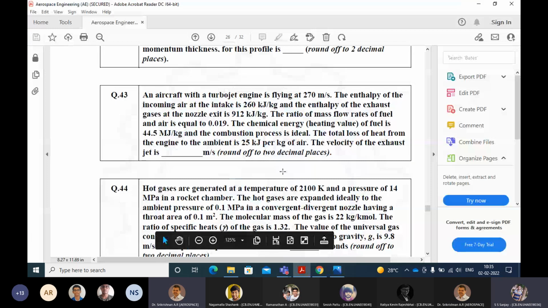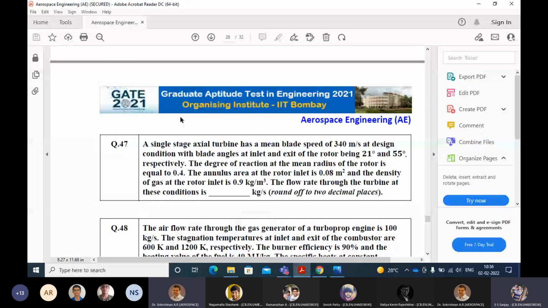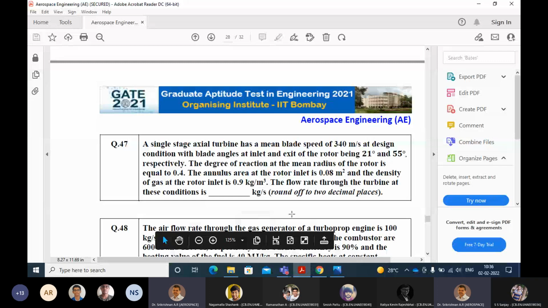Sir, then I had a doubt in a question from turbine. So they had asked this question number 47, sir. Sir, so they have given the inlet and exit rotor blade angles to be 21 and 55. They've given the degree of reaction, the annulus area and density. They're asking the mass flow rate through the turbine. So, mass flow rate is rho into area into the velocity, rho VA. Area you take as the normal projected area, which is from the annulus. Yes, sir.